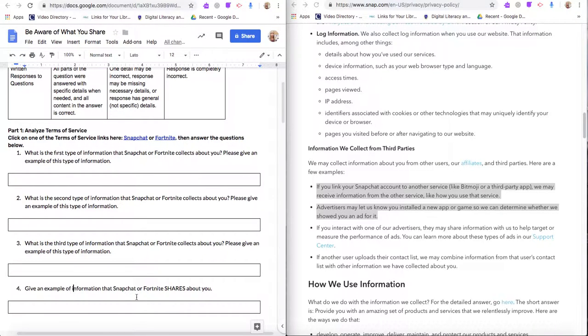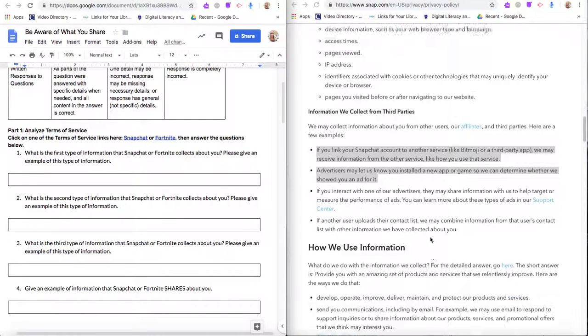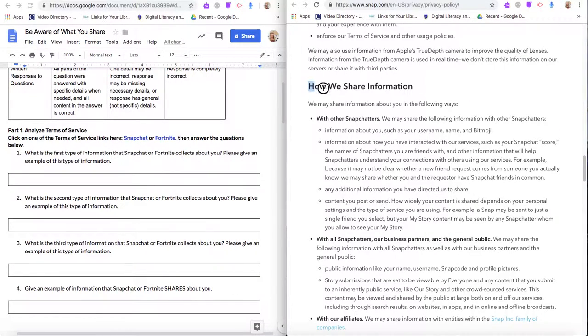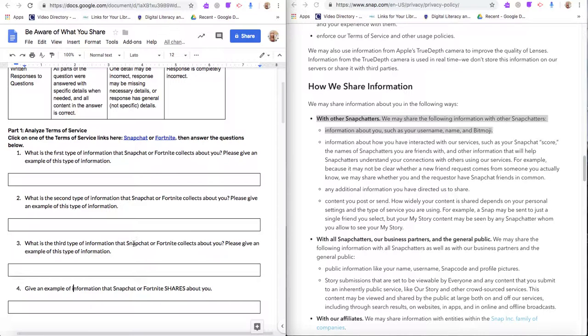And then finally, question four: give an example of information that Snapchat shares about you. If you scroll down, there's a heading, how we share information. This is some information that you could use. This stuff highlighted in blue here is important to add for question four.